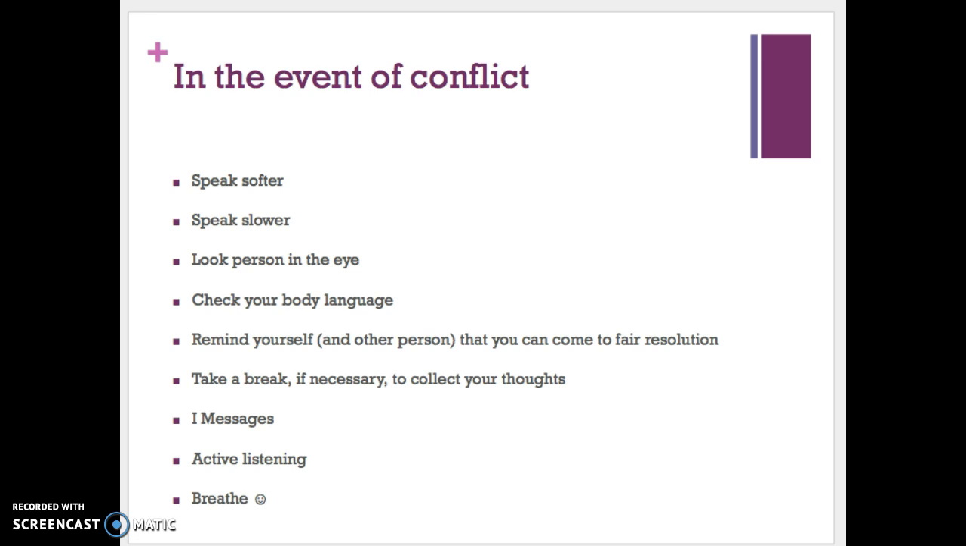So understand that we can work through this. Let's work together. Take a break if necessary to collect your thoughts. This is a really big one because we may often make decisions or say things when we're not regulated yet. So it's important for yourself and the other person to be in control before you're speaking, using those active listening strategies that I talked about earlier. And don't forget to breathe.